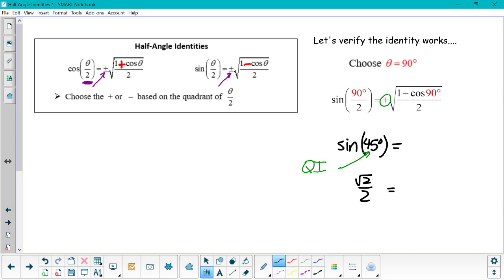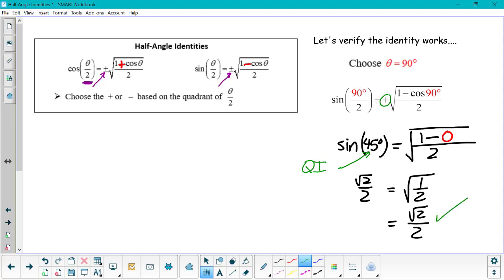So I use this 90 and I substitute into my identity, and then I use that function value. So it's 1 minus, what is the cosine of 90 degrees? Well, it is 0, and then I simplify. That leaves me with the square root of 1 over 2, which we know rationalized is root 2 over 2. So we can see that that identity does work.